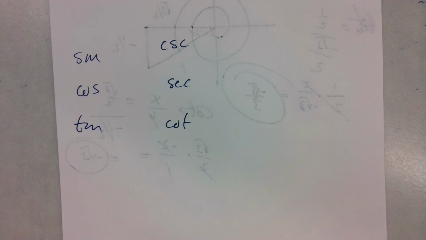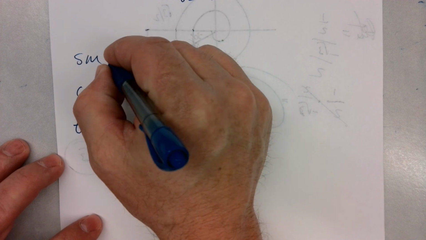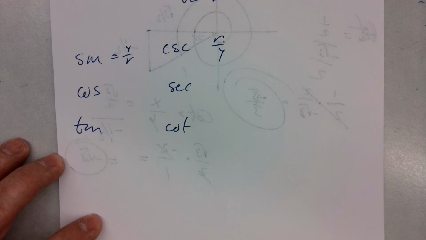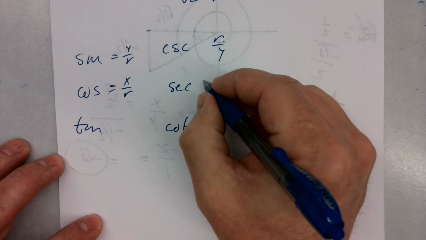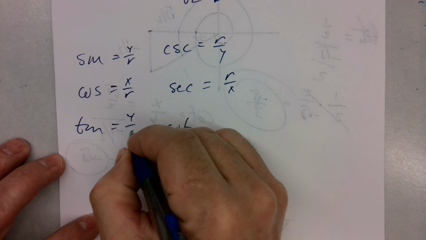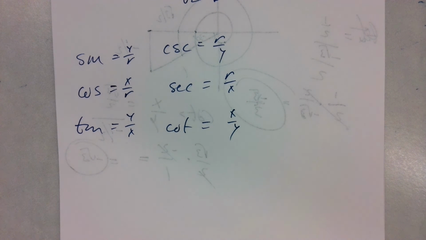So what I do, and this is how I do it. I know that sine is y over r. Well, cosecant is just r over y. And once I know them, it makes it easy. So if sine's y over r, cosine is x over r, which means secant is r over x. Well, if tangent is y over x, cotangent is x over y. If I know my unit circle, it makes these way easier. Does that make sense?